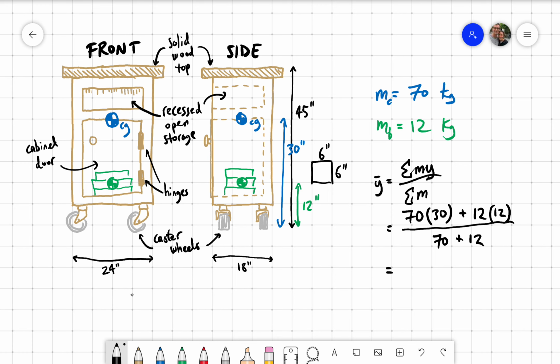Alright, we do the calculation. We got 2100 plus 144 divided by 82. Pardon me while I pull up a calculator. 2100 plus 144 divided by 82 is 27.4. Being a little generous with my significant figures, since the original data was given only to 2, it would actually be fine if you said 27 as well.